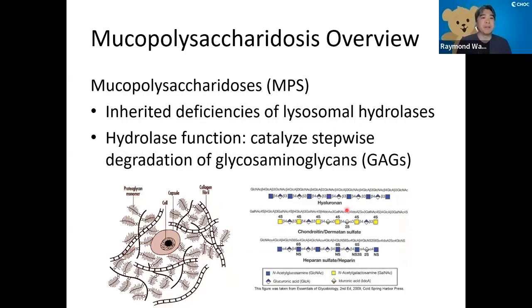So mucopolysaccharidosis, or MPS, they are metabolic disorders. They are caused by deficiencies in lysosomal enzymes. And the function of these enzymes specifically is to break down step by step these highly modified sugar molecules called glycosaminoglycans, or GAGs. And here's a stylized cartoon of a cell sitting inside an extracellular matrix.